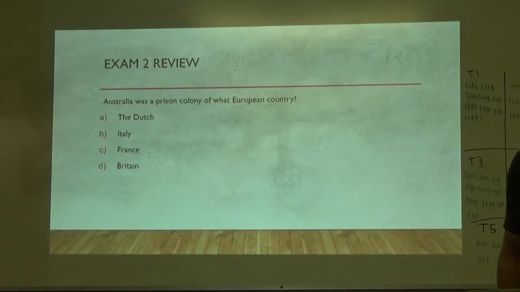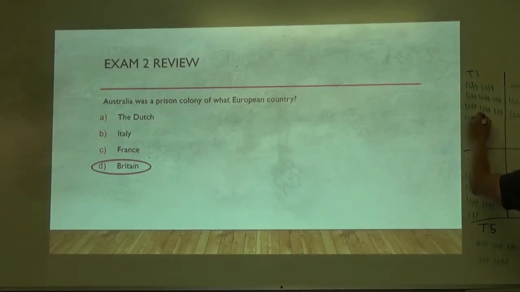Alright. Australia was a prison colony of what European country? Is it A, the Dutch, B, Italy, C, France, or D, Britain? Okay, answers in 3, 2, 1. Glad you all got that right. The answer's always Britain. Pretty much. They were one of the biggest empires in the world. Or Germany, or Russia, or China. That probably covers it.